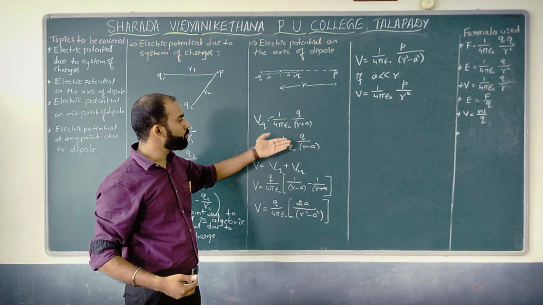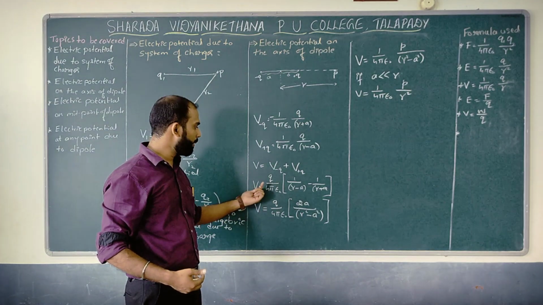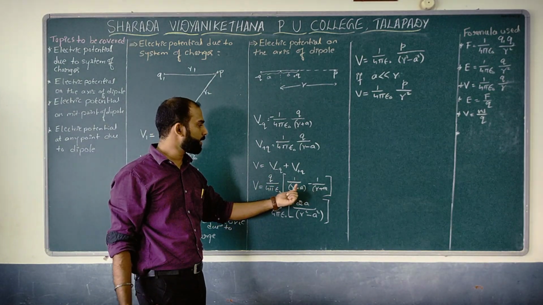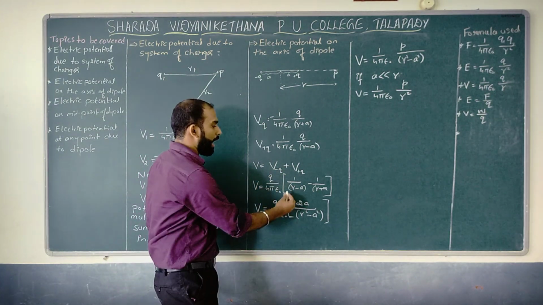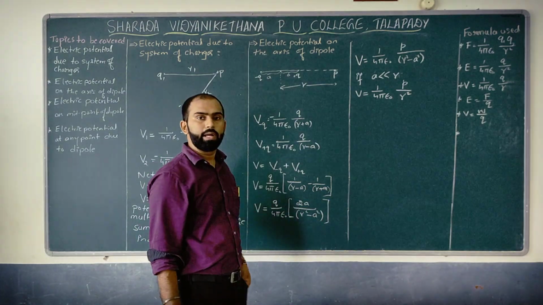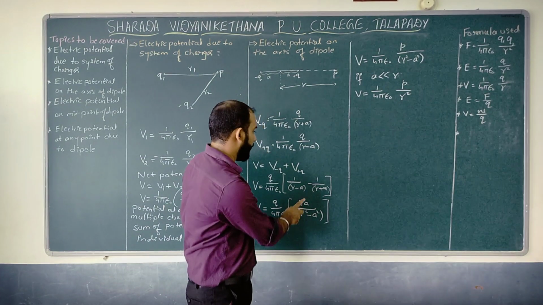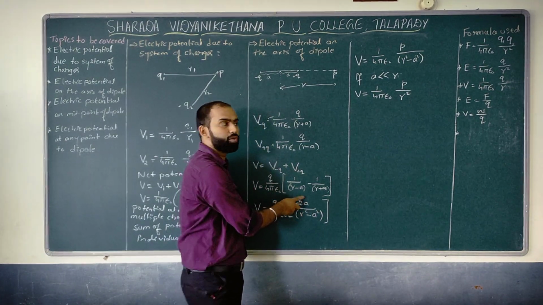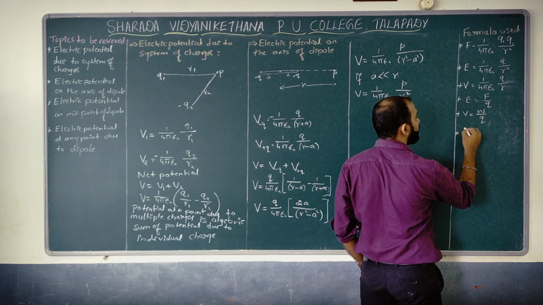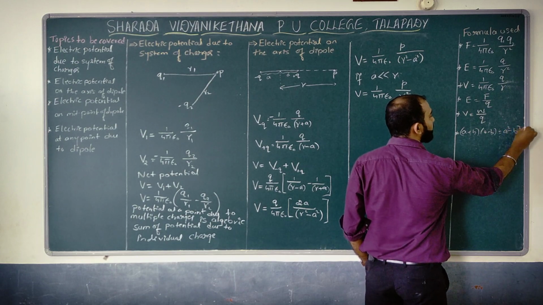And if I add these two parts, what is the common term I can take out? Q by 4 pi epsilon naught. What should be inside the bracket? Which is nothing but 1 by r minus a minus 1 by r plus a. Don't you think it looks like one of the mathematical formulas, a plus b into a minus b? So what's the formula we have? a plus b into a minus b is equal to a square minus b square.